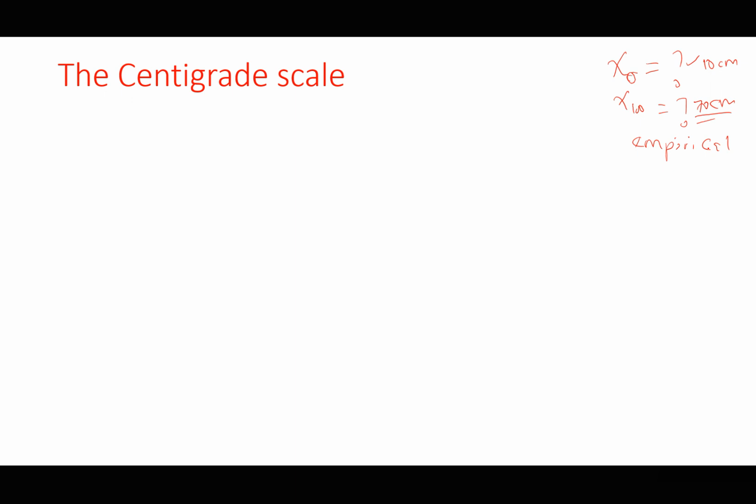Empirical means derived by experiment. So we have measured the property at the ice point, that is the lower fixed point. We have measured the property at 100 degrees Celsius, or at the steam point, and now we are dividing the range between the value for the property at the ice point and the value for the property at the steam point.